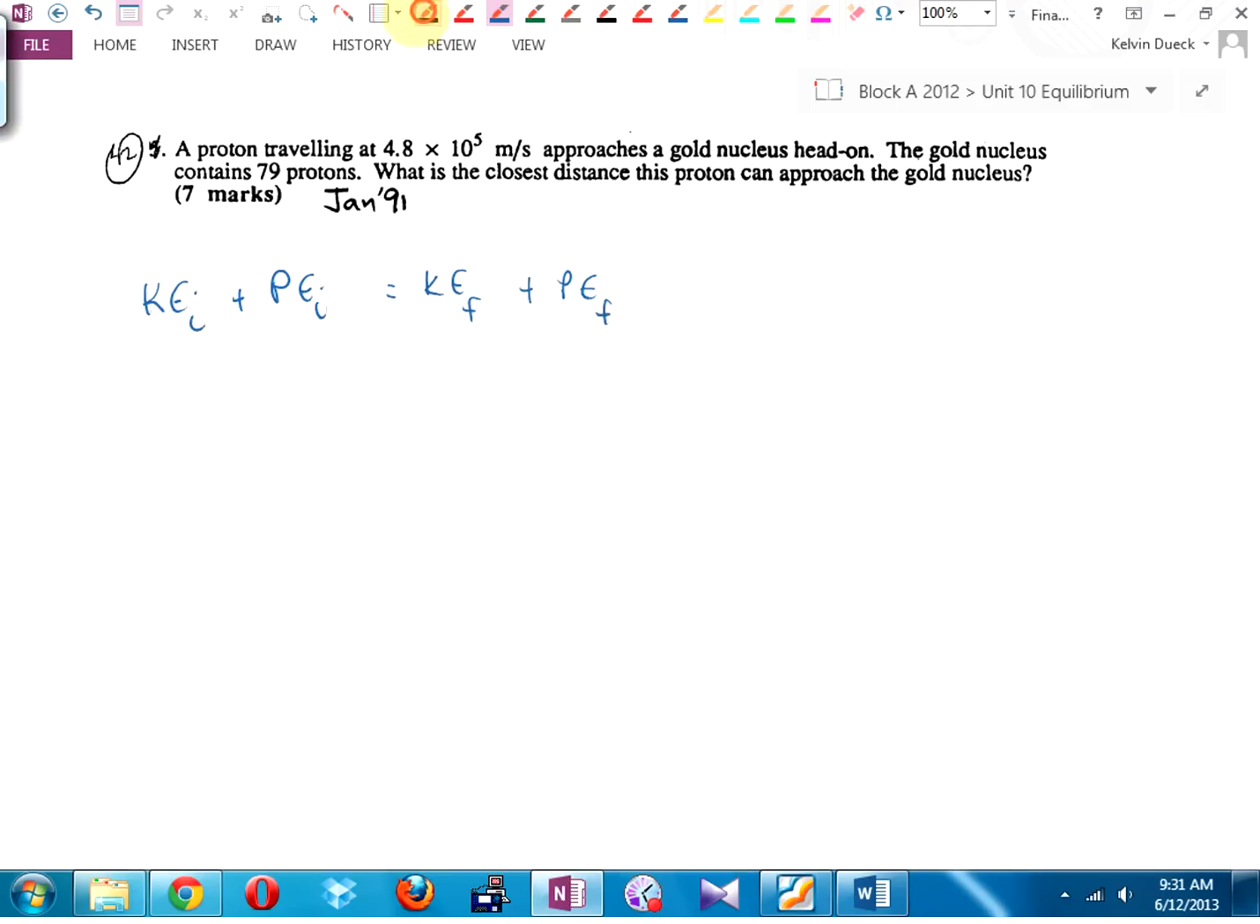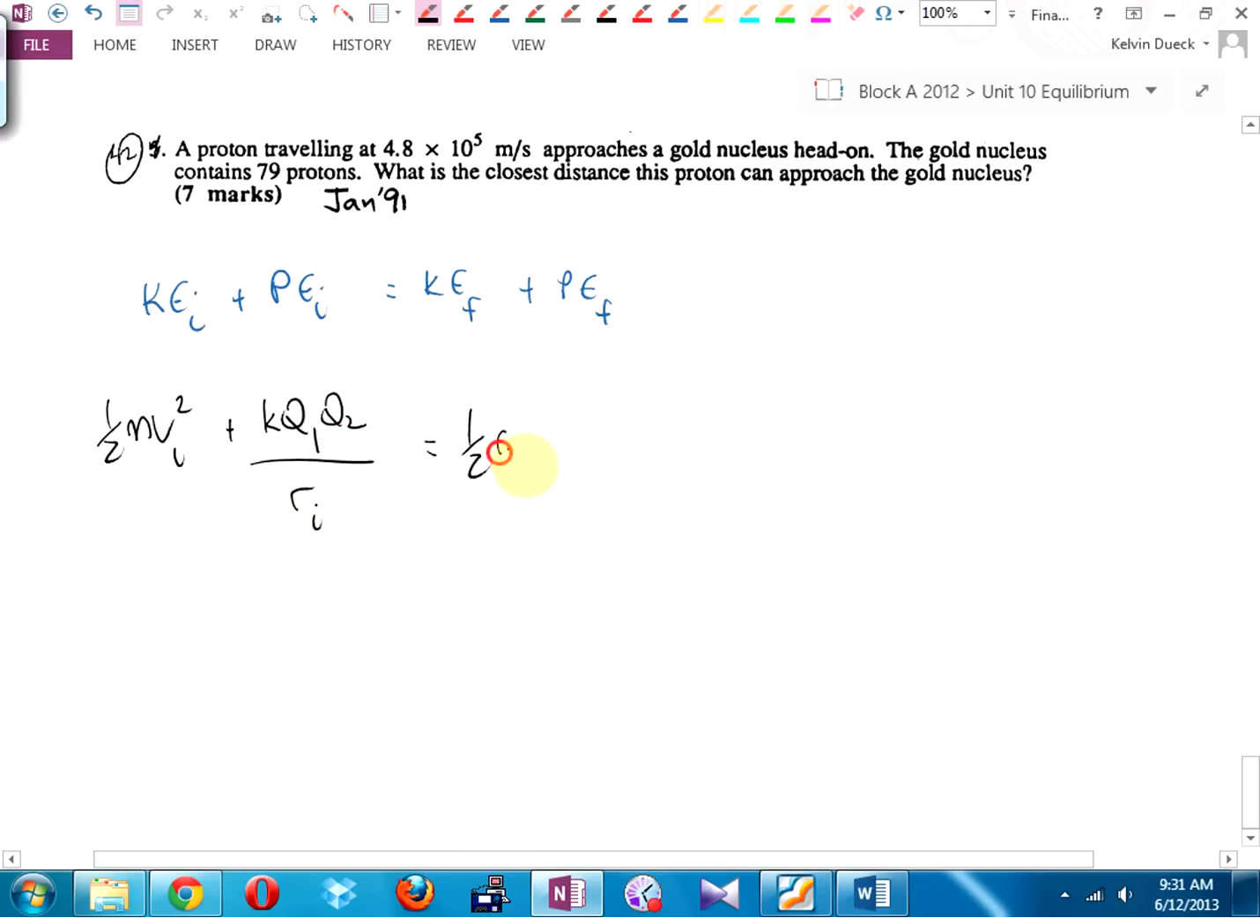Kinetic energy is still a half m v initial squared. Now, potential energy, this is going to be the potential energy between 2 point charges. What's the potential energy between charges? And I think what they're asking me to find is that.